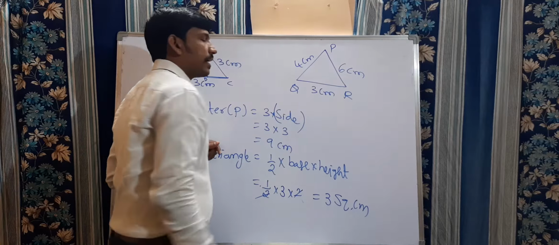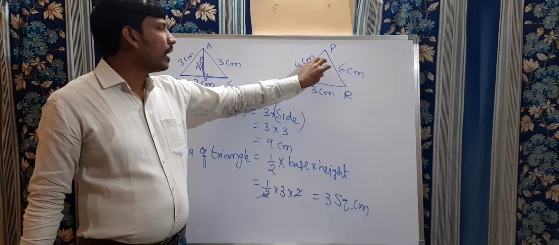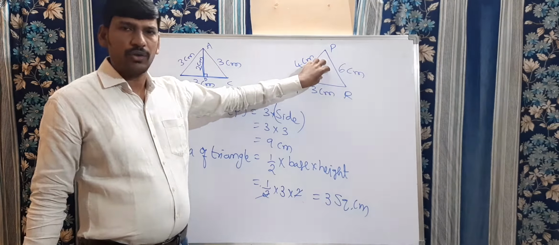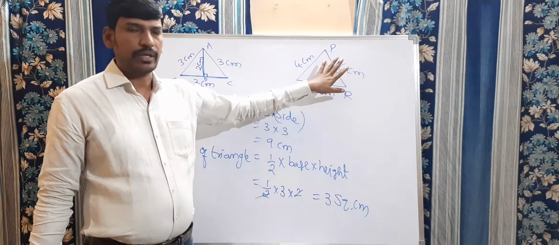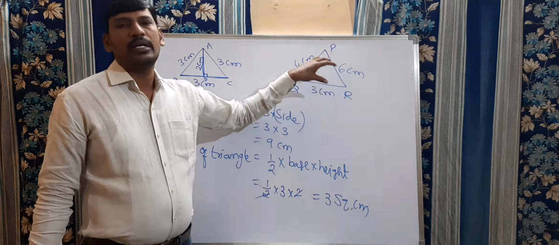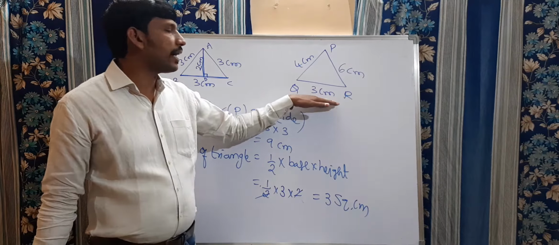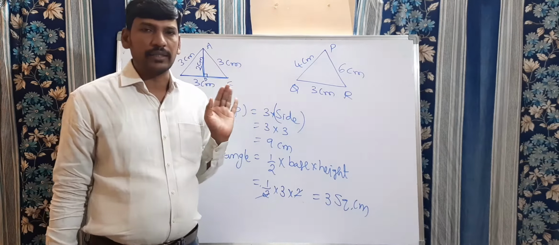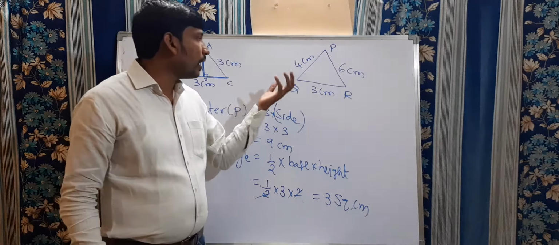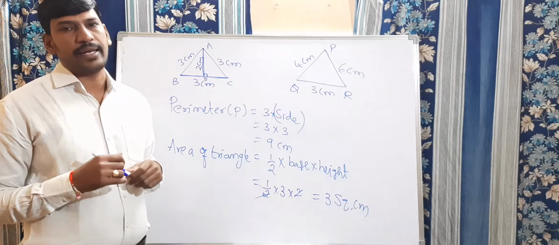Okay, now 6 centimeters. Now see this here, how to find the area of this triangle? Perimeter, by adding all the sides you will get the answer for perimeter. Coming to area, how to find the area of this triangle? Because here they did not give the height. Clear? Suppose the sides are given, how to find the area of a triangle?